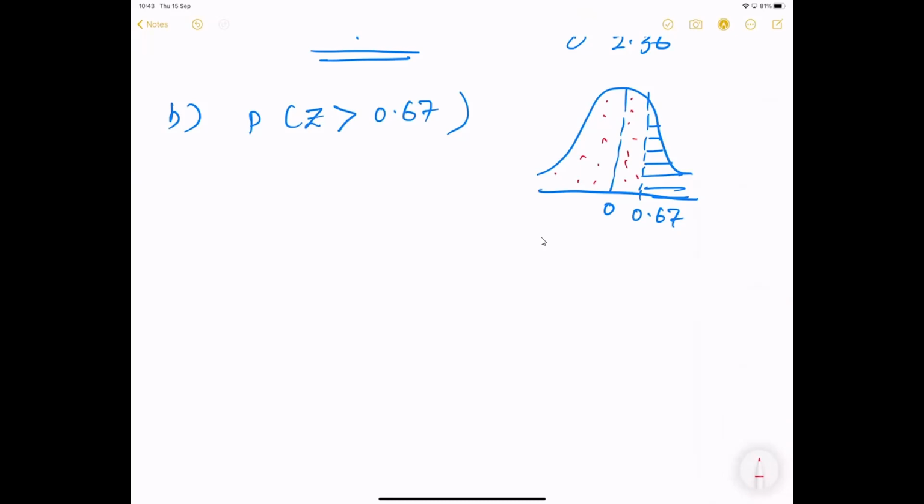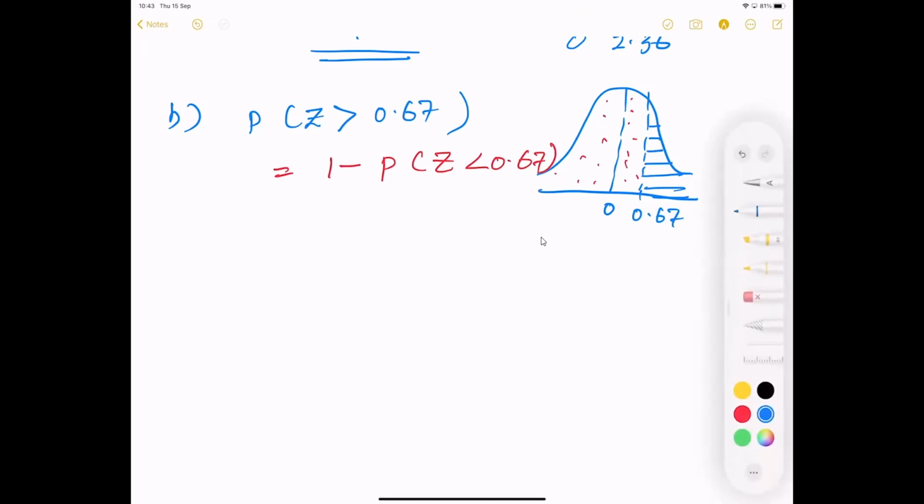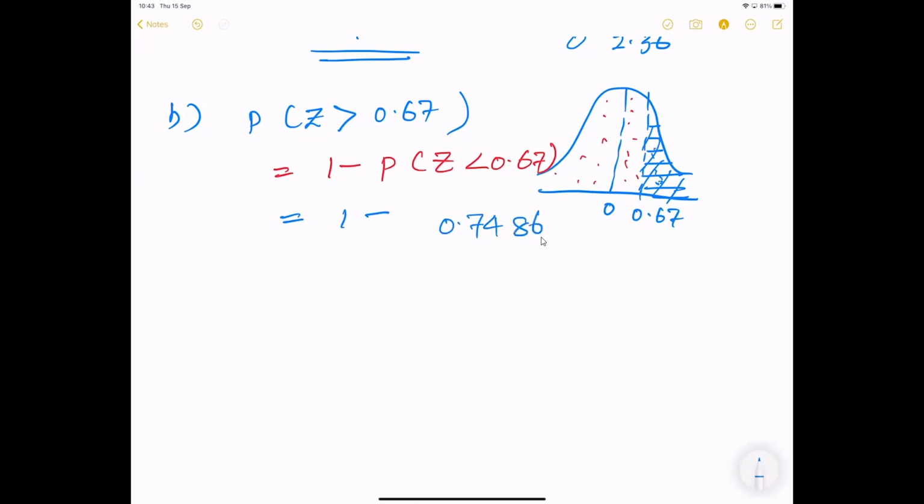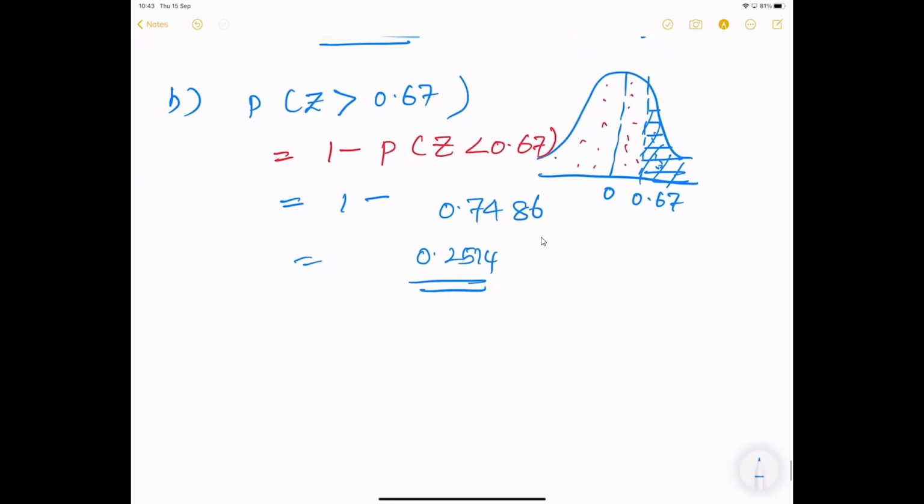If you want to find this area, you can simply take 1 minus Z less than 0.67. That refers to this shaded area: 1 minus the value up to 0.67. The same way, you find it using your table. The answer should be 0.2514, right?